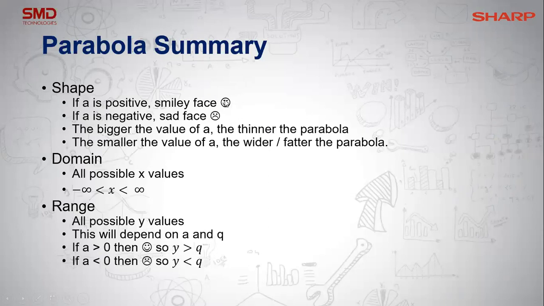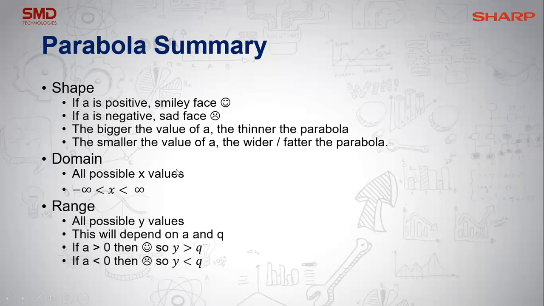So again, if A is positive, it's a happy face. If A is negative, it's a sad face. The bigger the value of A, the thinner the parabola, in other words, when A is greater than 1, and the smaller the value of A, in other words, when A is between 0 and 1, when it's a fraction, the fatter your parabola is.